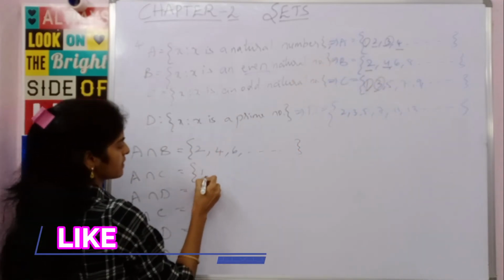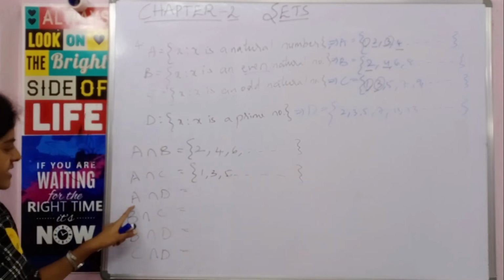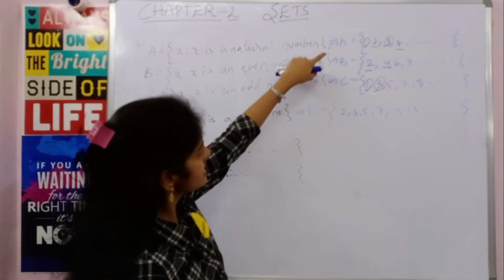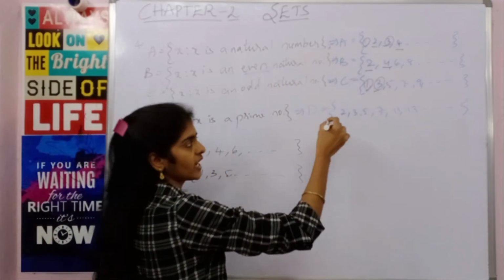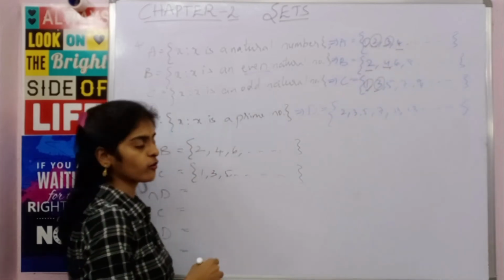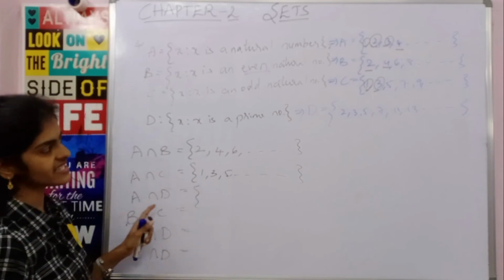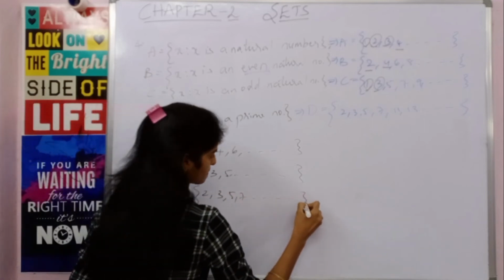So it is nothing but 1, 3, 5 and so on. Okay, now what is A intersection D? So this is A and this is D. Now in D you have 2, 3, 5, 7. In A also you have 2, 3, 5, 7. So what are the common elements of A intersection D? It is nothing but 2, 3, 5, 7 and so on.